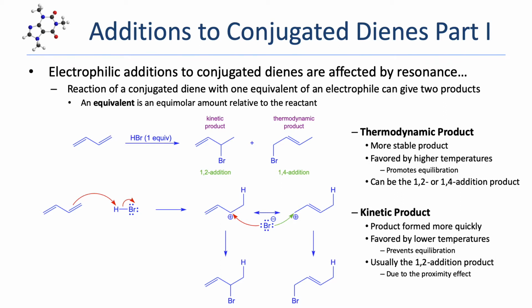In a conjugated diene, the two alkenes are separated by one single bond. This creates a contiguous chain of four sp2 hybridized carbon atoms.